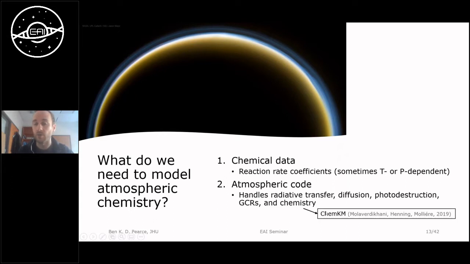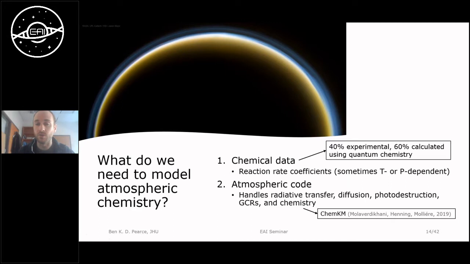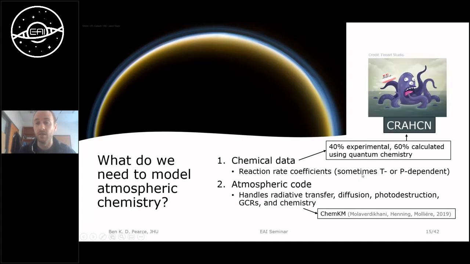This is where our collaboration with the Max Planck Institute for Astronomy comes in. We use ChemCat, which was developed by Kevin Mollière and Thomas Henning and Paul Mollière. And for our chemical data, we use a combination of experimental rate coefficients when they're available, but in the vast majority of cases, we calculate them using quantum chemistry, using a consistent quantum chemical method. And as it turns out, there's a lot of unknown chemistry, even with hydrogen cyanide and formaldehyde, that we were able to rectify. We call our network Kraken because it is a consistent reduced atmospheric hybrid chemical network, and it's got HCN there in the title because it is an HCN focused network.